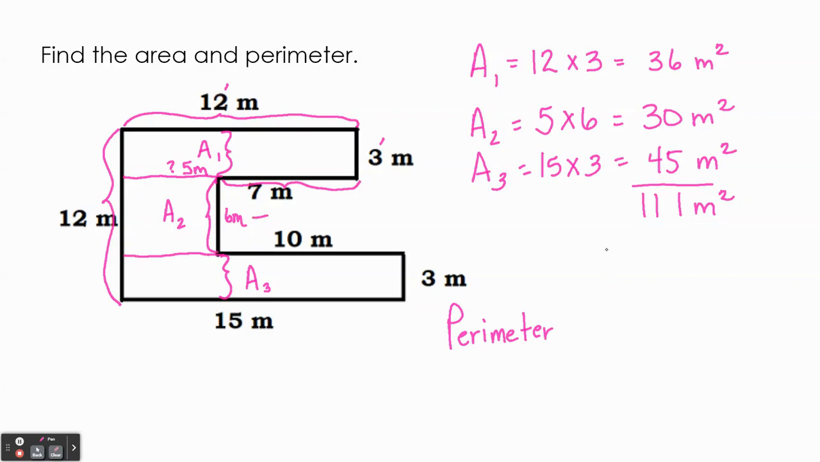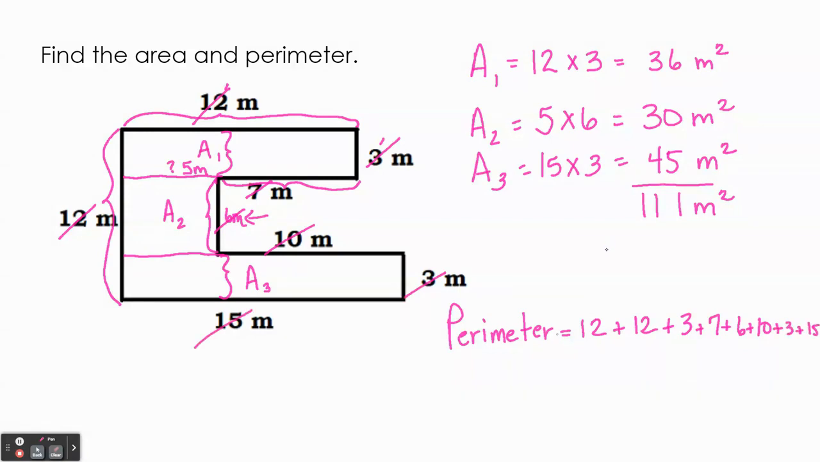Since we already found that 6 meters there, that was the only side that was missing. We are good to go ahead and add these all together. So I'm going to add the 12 plus the 12 on top. I'm working in a clockwise manner. So I've done 12, I've done 12. Now I need the 3 and the 7. So I'll add those. And then I need the 6 and the 10. So we'll add those. And then I need the 3 and the 15. And you'll notice I just marked them off as I went.